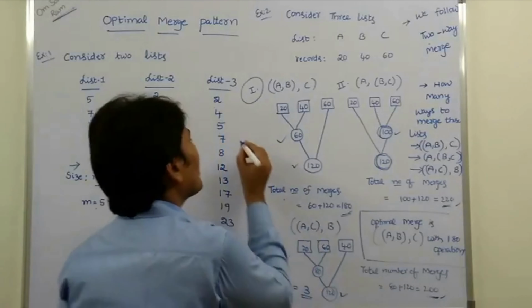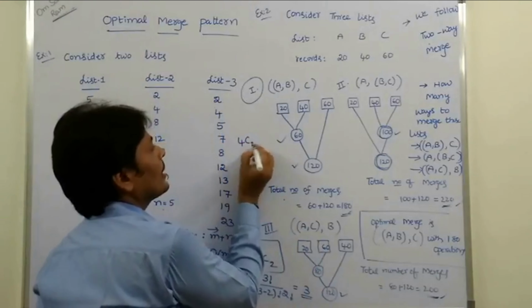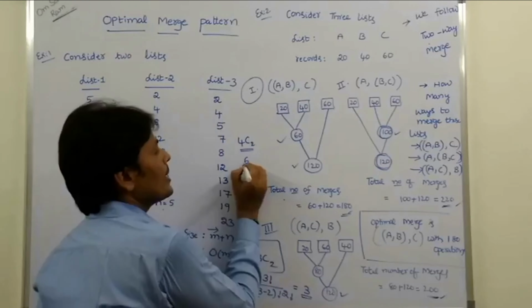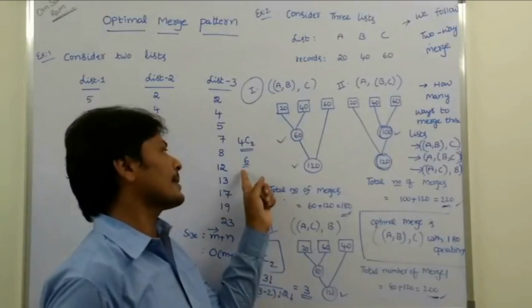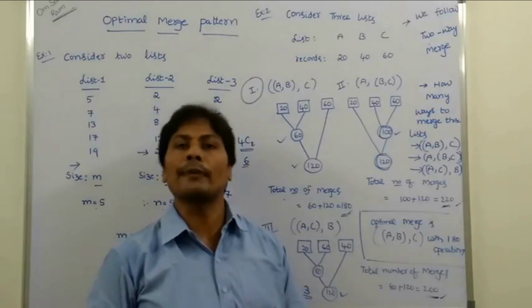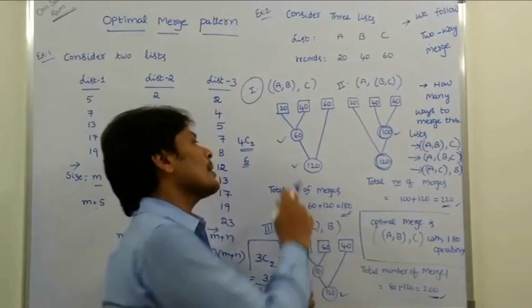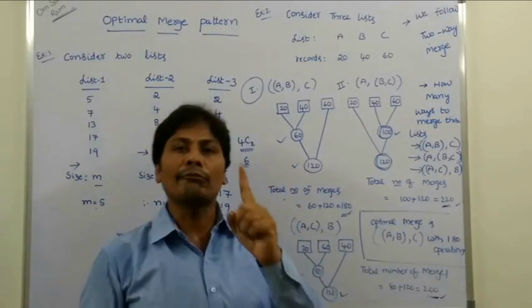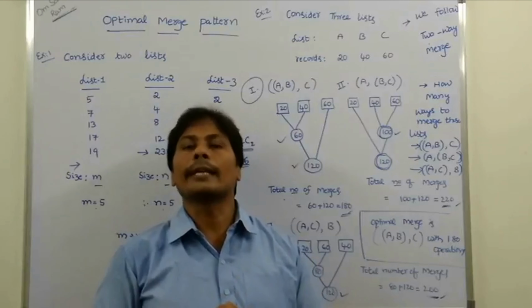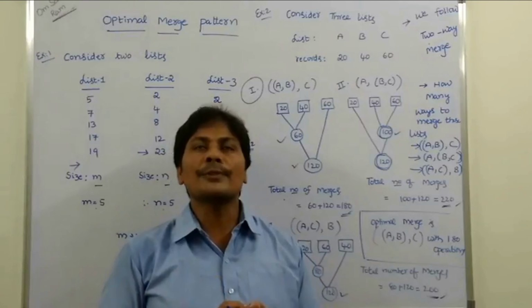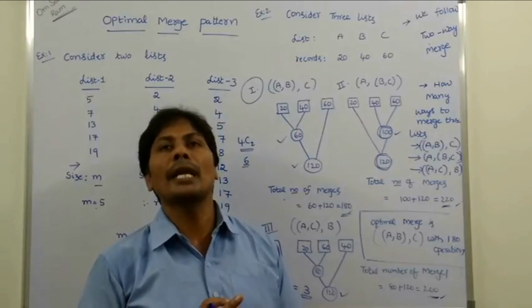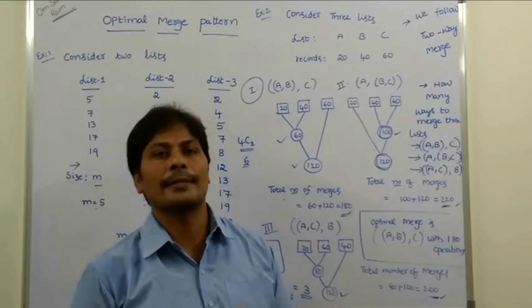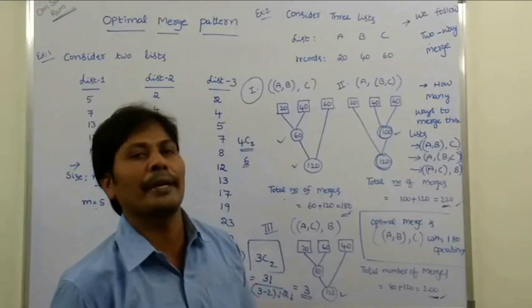How many possibilities are there? That is 4C2, so 6 orderings are possible. These 6 orderings are feasible solutions. Among the 6 orderings, only one optimal solution is there. A feasible solution with the minimum number of comparisons or minimum number of merge operations can be treated as the optimal solution.